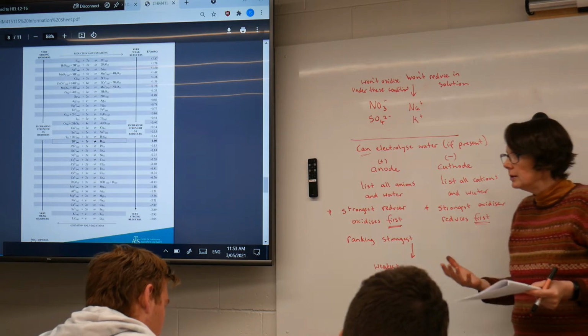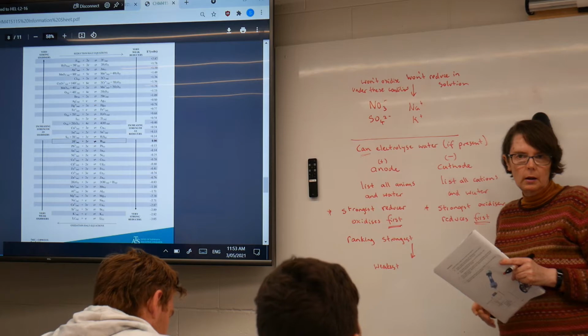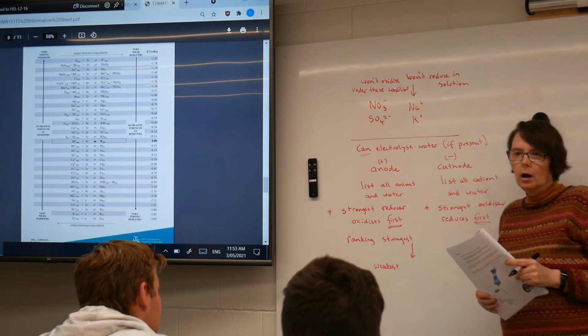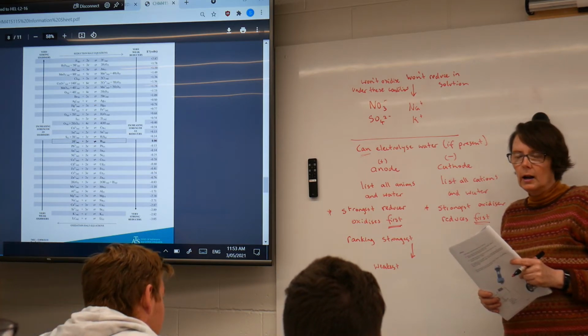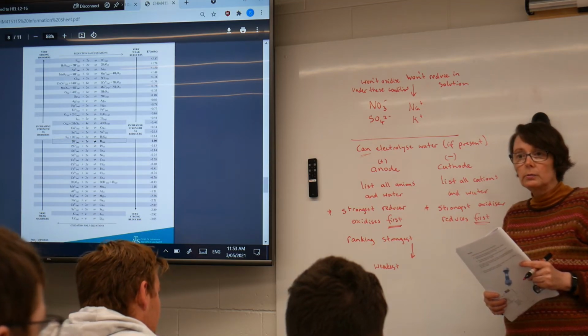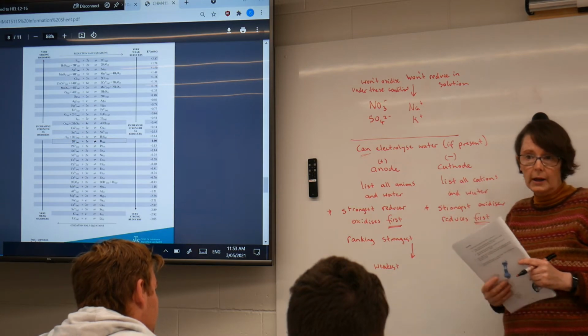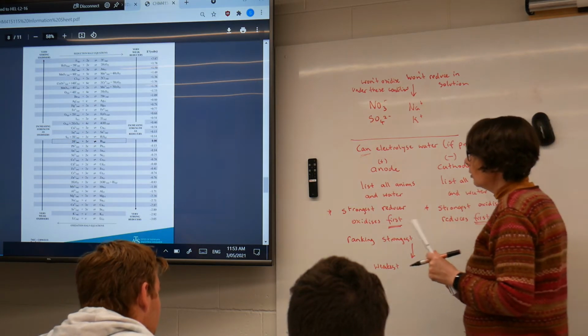So what do you think that means then? What happens if I run out of the first one? The second one will start? The second one will start. And the second one won't start until all of the first one is gone. Okay, so it's a sequential reaction then, depending on what's present.